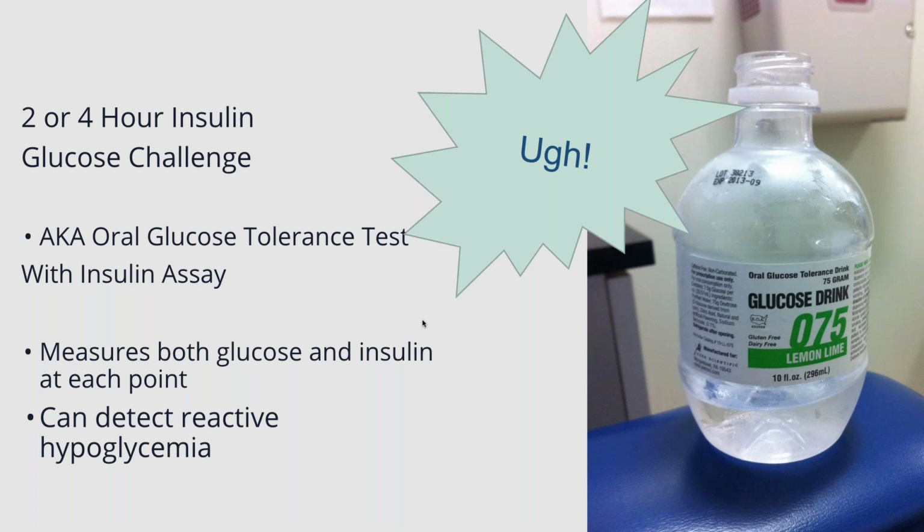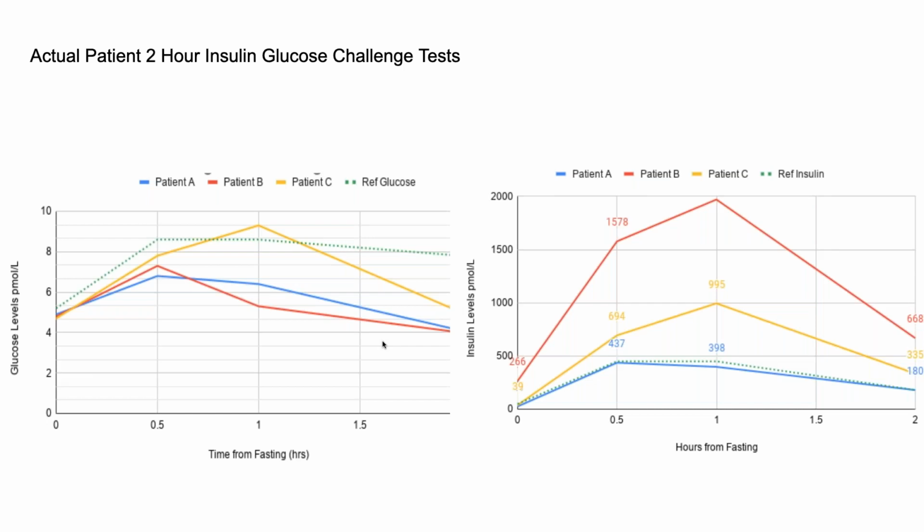The one that we do is a 75-gram glucose dose, and we test insulin and glucose at fasting, 30 minutes, 1 hour, and 2 hours. I can show you some differences between some actual patients here. So we'd be looking at the glucose levels on the left and then the insulin levels on the right, for the same patients, and the reference ranges are at the dotted green line.